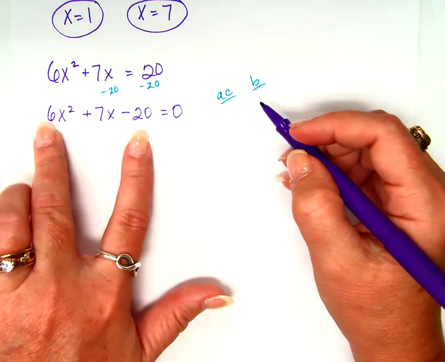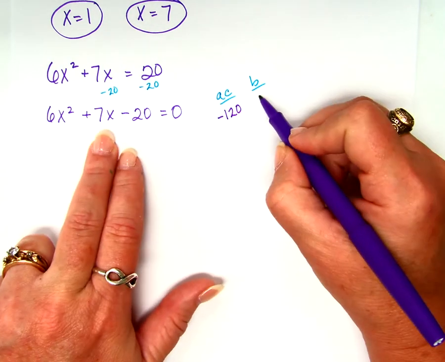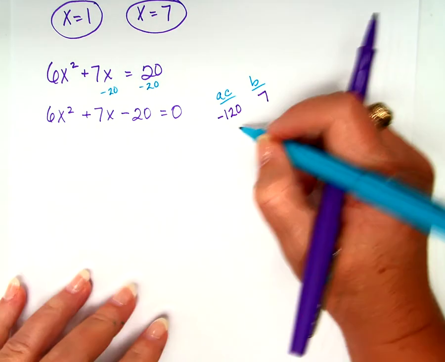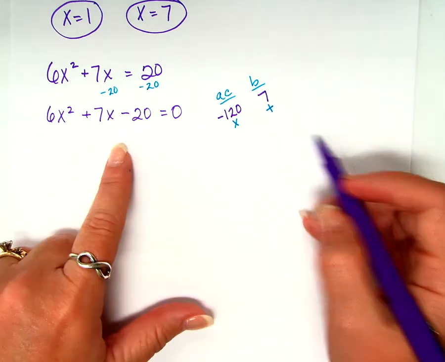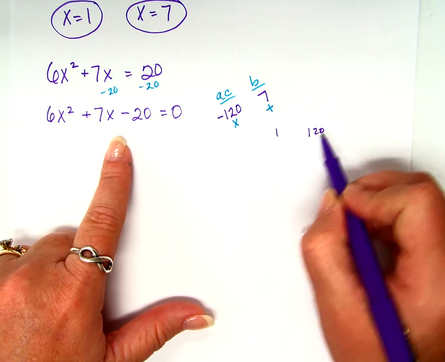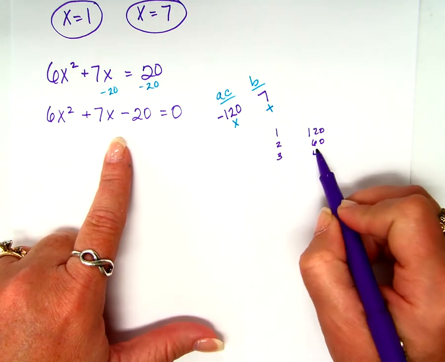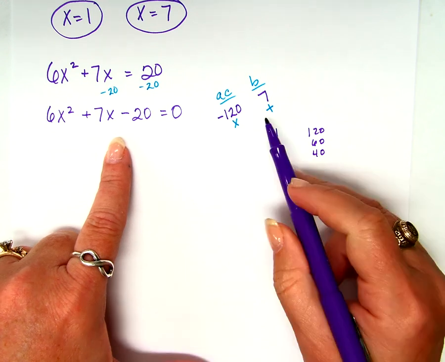What's AC in this problem? Negative 120. And what's B? 7. Multiplies to be negative 120, adds to be 7, right? 1 and 120, 2 and 60, 3 and 40. What am I looking for? Combination that makes 7, right?